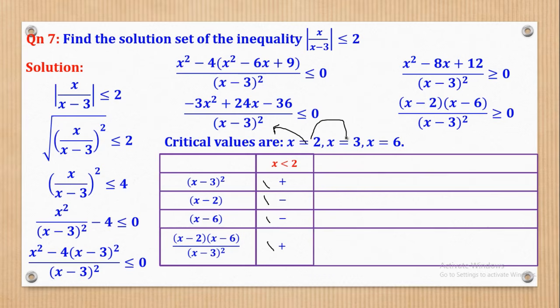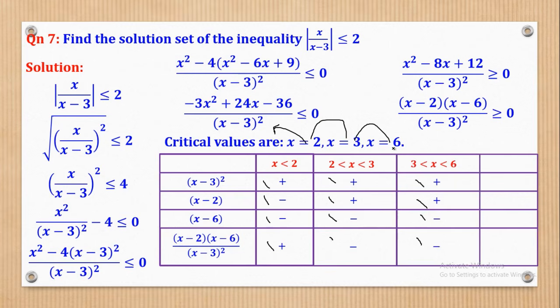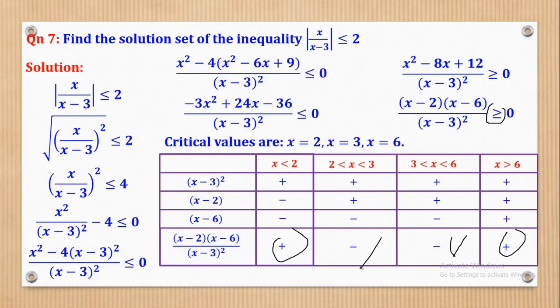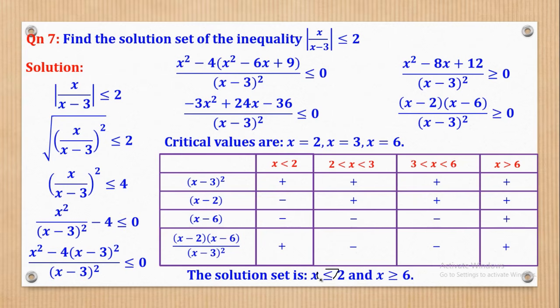Then between this and this, the inequality is that, and here it will be positive, positive, negative, negative. Then between this and this, the inequality is that, and here it is positive, positive, negative, negative. Then beyond this, the inequality sign is that, and by default all are positive. Okay, so if you look at this inequality, greater than 0 means that our interest is positive, implying that these ones are off. Therefore, we shall conclude that the solution set is x less than or equal to 2 and x greater than or equal to 6. I believe by now you know why we are using these inequalities.